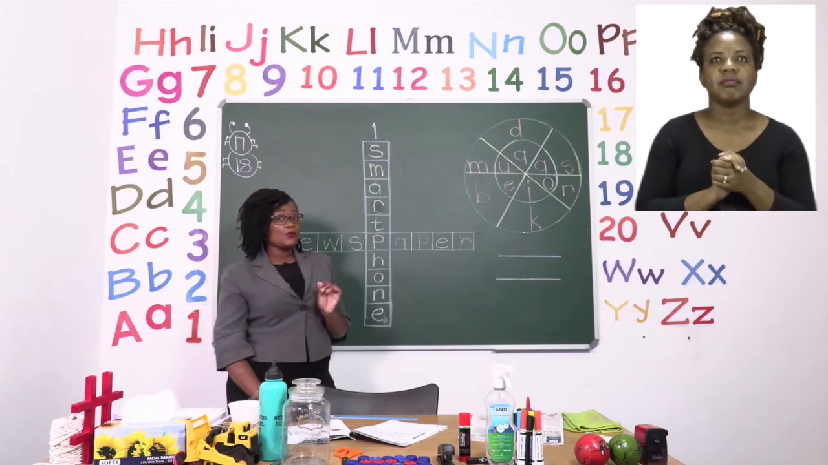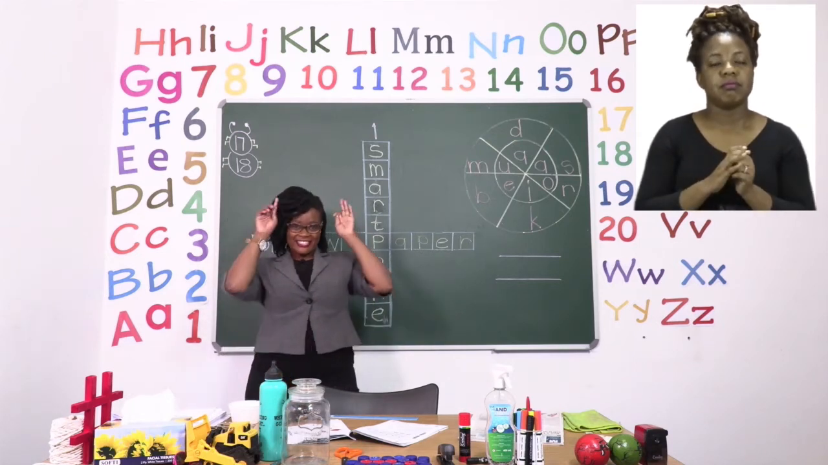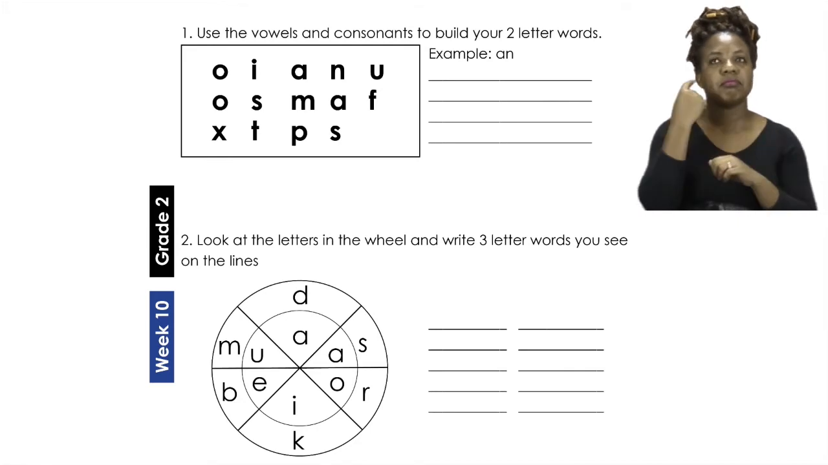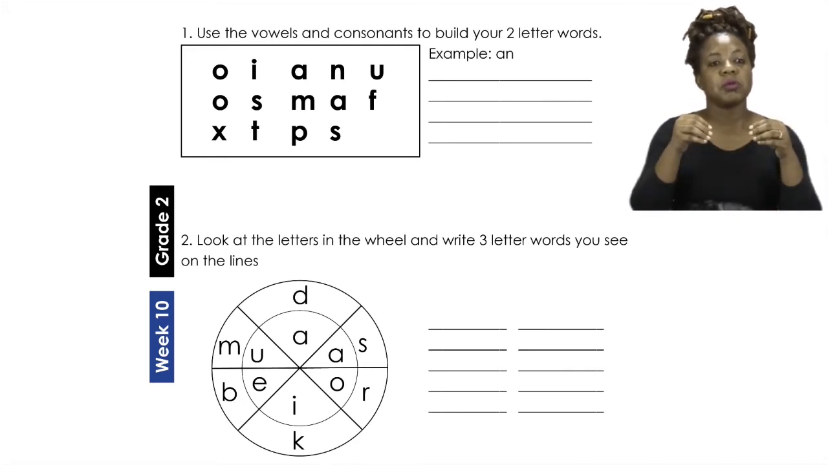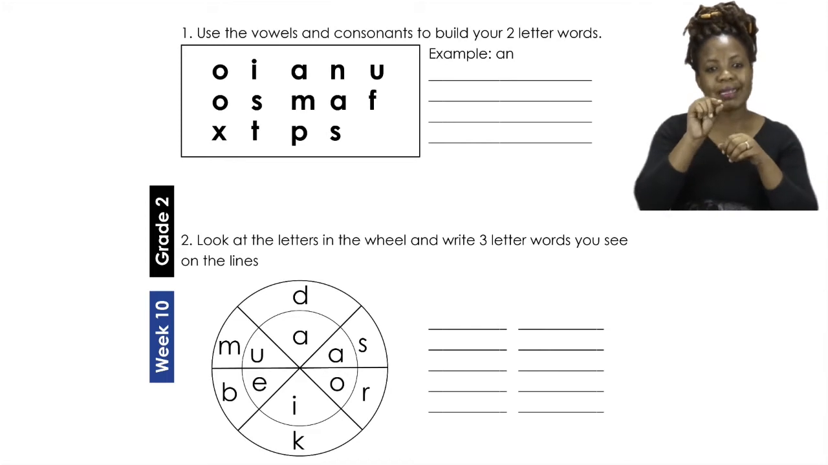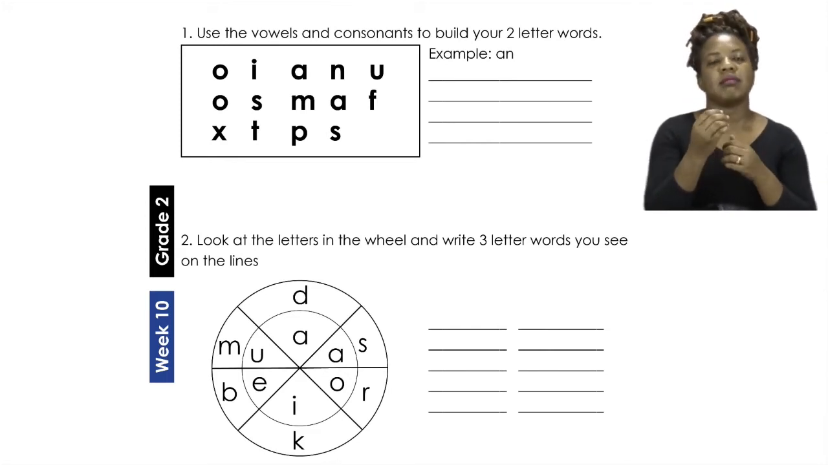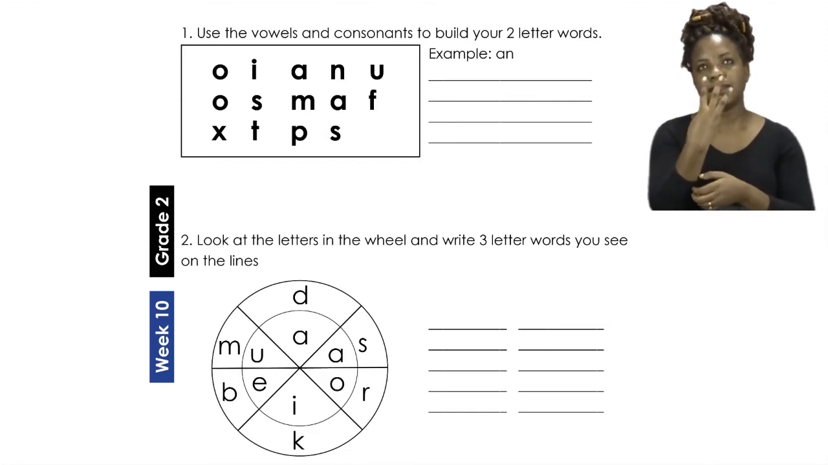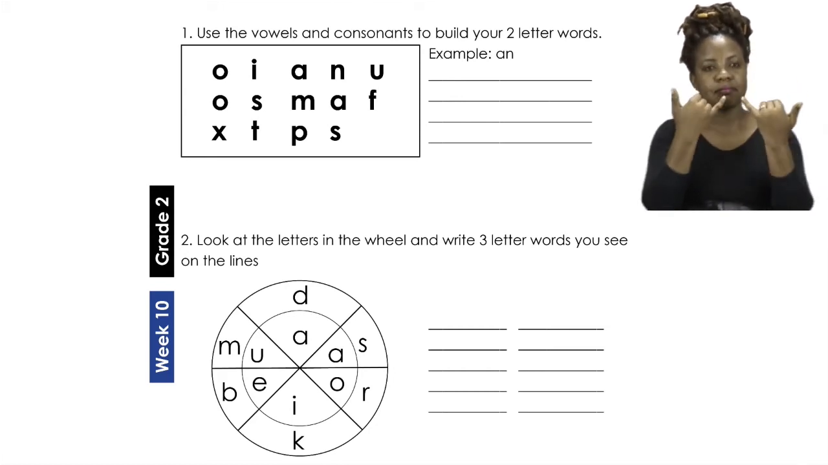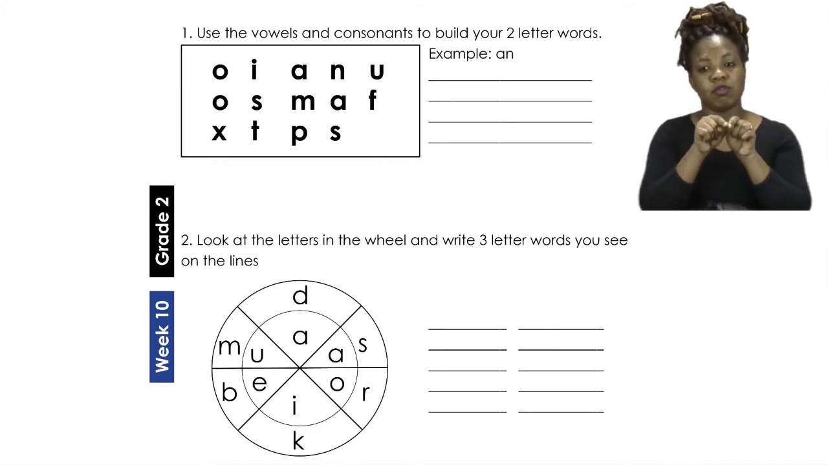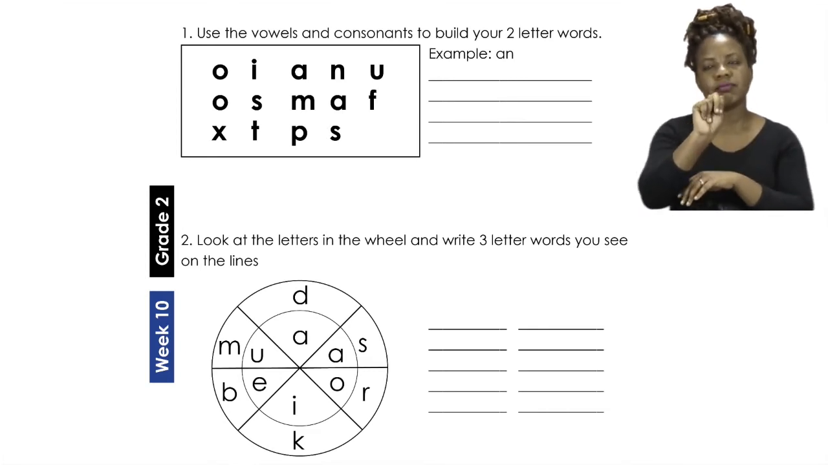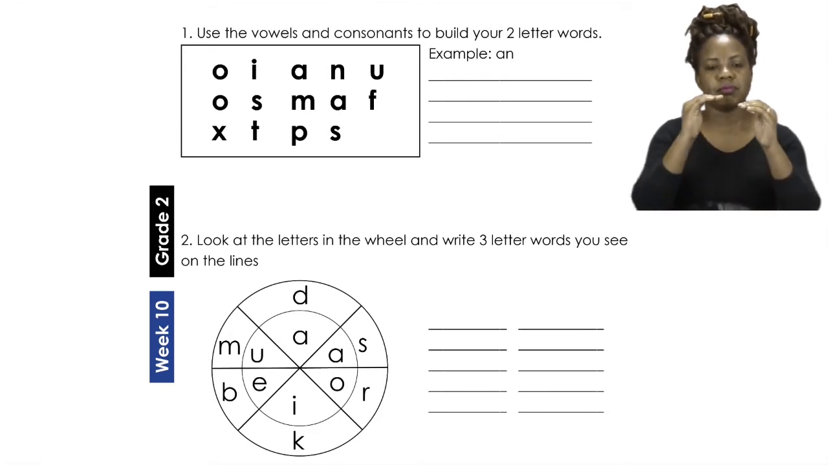Now that we're done with that one, before you continue it, please can we go to page 18? On page 18, we are continuing with our English, but this time we are going to be doing some word building. Now we're going to be constructing two-letter and three-letter words. Number one is asking you to use vowels and consonants to build up two-letter words. You are going to use the letters in that box to make two-letter words. They have even given you an example, and the example is the word an. When you are done with that, you are going to now move on to number two.